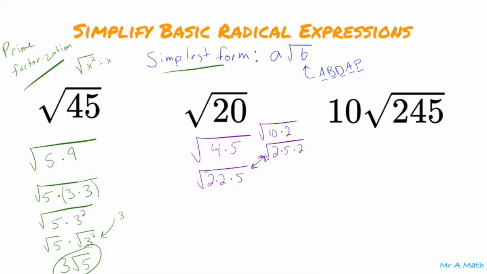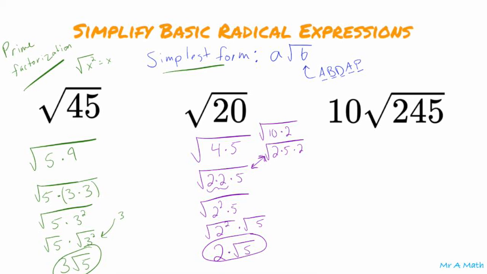And so here we can recognize that 2 times 2 is just 2 squared times 5. And then I'm going to break this up again into the square root of 2 squared times the square root of 5. And the square root of 2 squared is just 2, so we get 2 times the square root of 5. And this is going to be the complete simplest form of this radical expression.